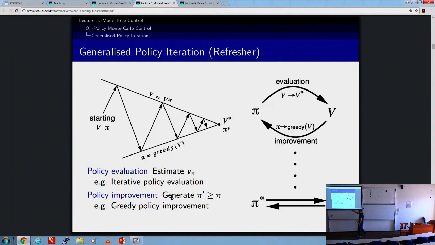It consists of two pieces. Policy evaluation means estimate v pi given a pi. Policy improvement means generate a better policy by acting greedily according to this value, and then you go back and forth and we show that it converges.